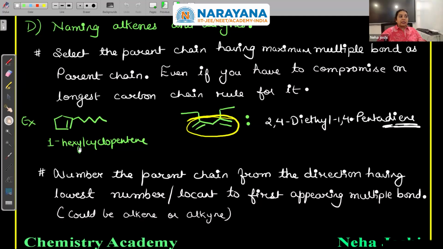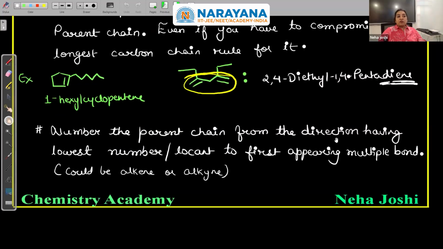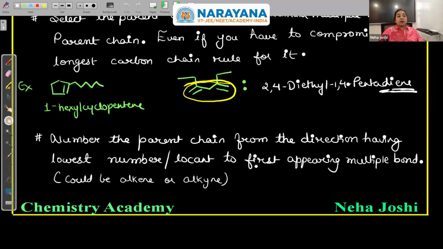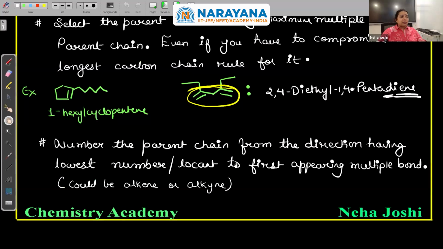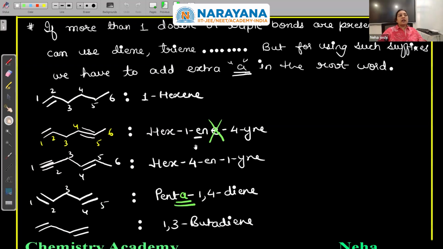Similarly here, 1-hexyl cyclopentene. Okay, number the parent chain from the direction having the lowest number to the first appearing multiple bond. I'm not saying alkene or alkyne; it could be any one. You have to start numbering from the direction where the first appearing multiple bond has the lower number. Okay. Now see, if more than one double or triple bond is present, then we can use diene, triene, tetraene, etc.